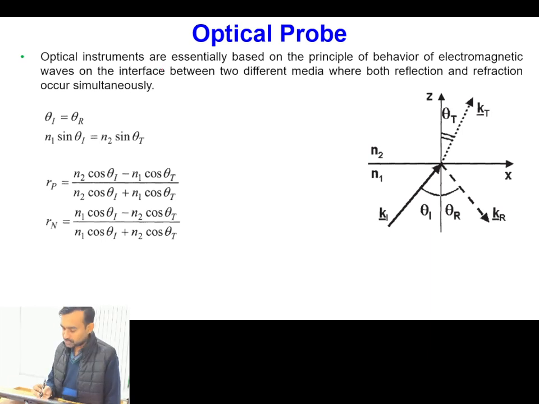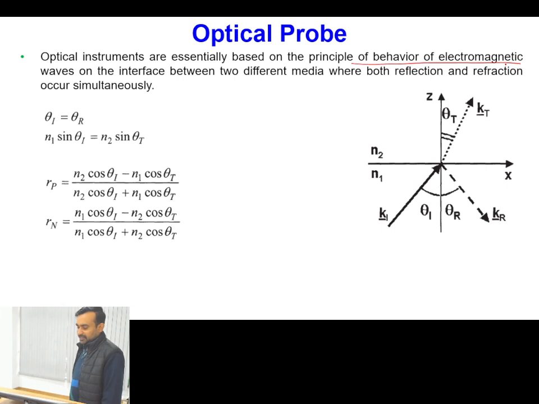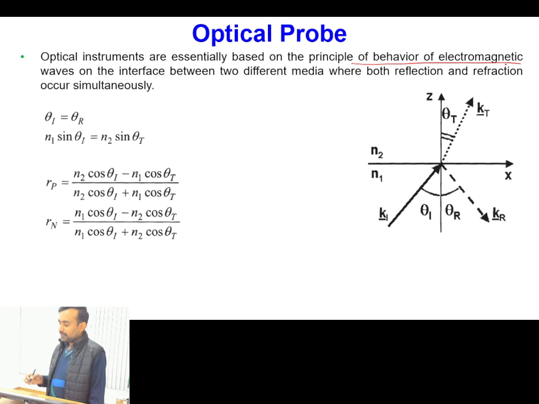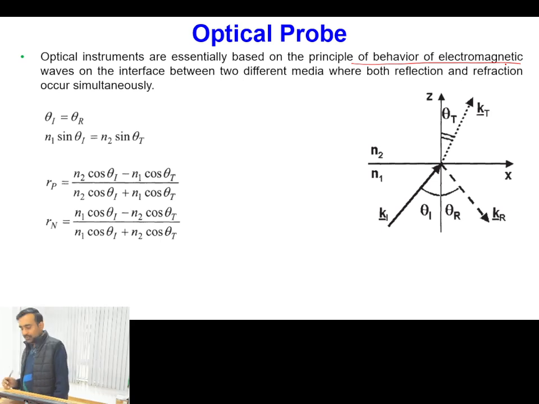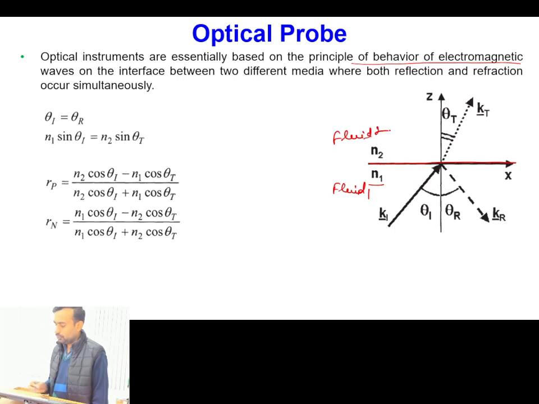Now an optical instrument is essentially based on the principle of behavior of electromagnetic waves at the interface of two media. We know that whenever a wave is incident on an interface, then depending upon the characteristics, part of it is reflected and part of it is transmitted. So let's try to understand. Say this is my typical interface, and at this interface I have two fluids. The bottom side is fluid 1 and the top one is fluid 2. The bottom has refractive index N1 and the top one has refractive index N2.